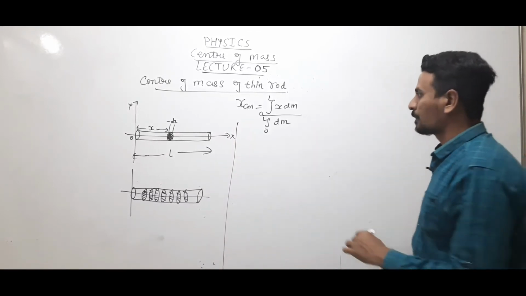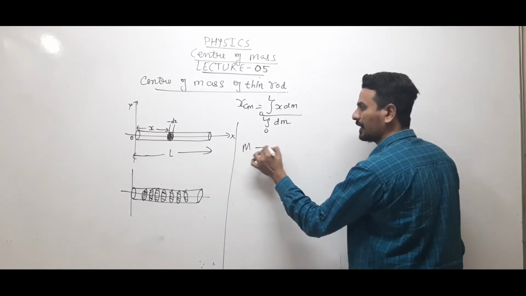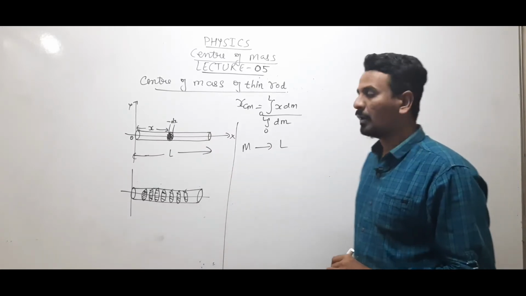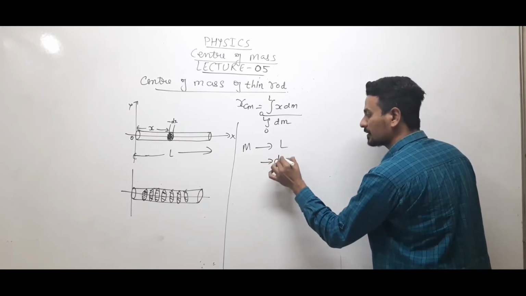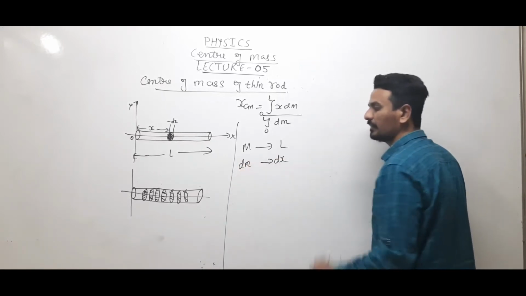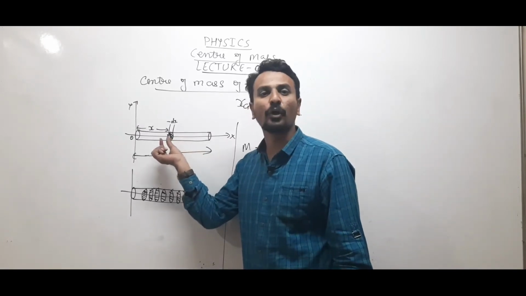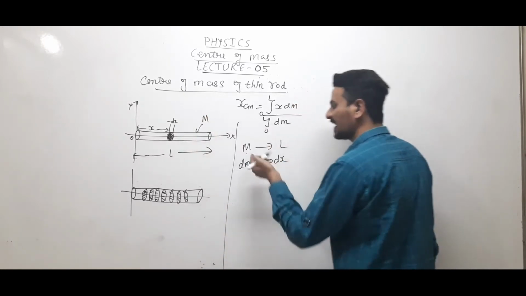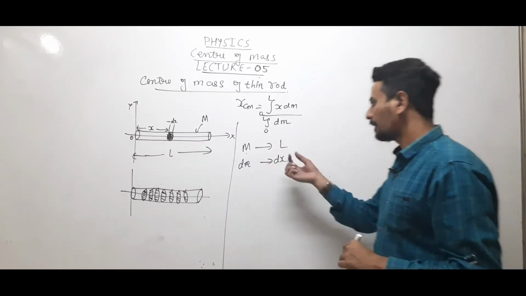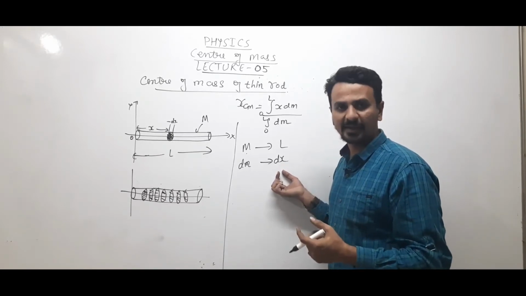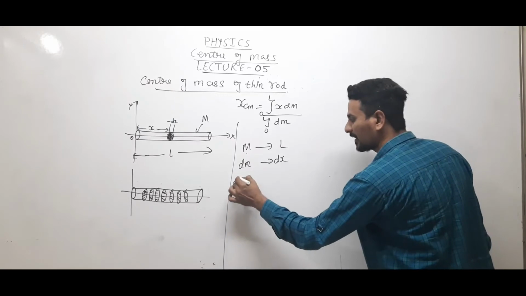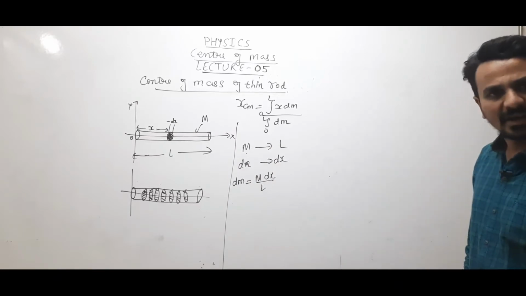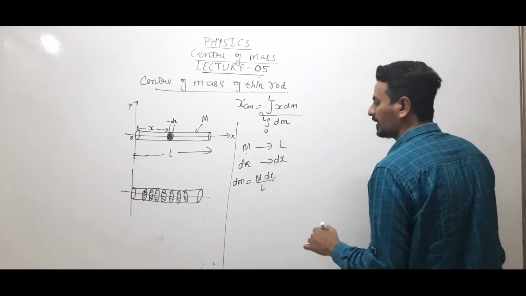Okay, now we can say that M is the mass of the rod whose length is L. For a very small length dx, the mass is dm. dm is the mass of a very small element dx, right? M is the total mass of the rod, which has a length L. So for a very small length dx, let the mass be dm. So dm is equal to M into dx by L. Okay, substitute this value over here.